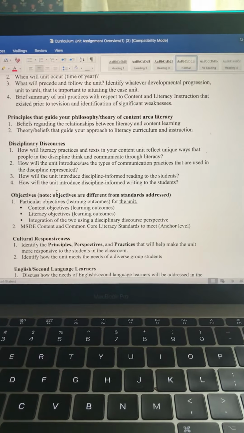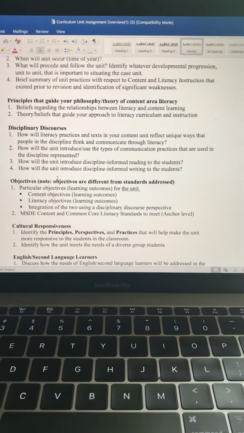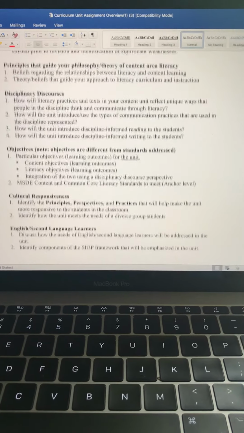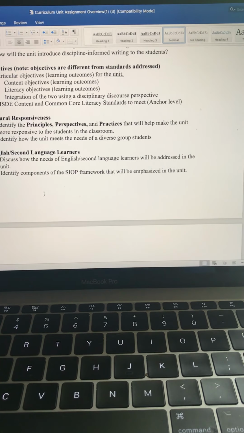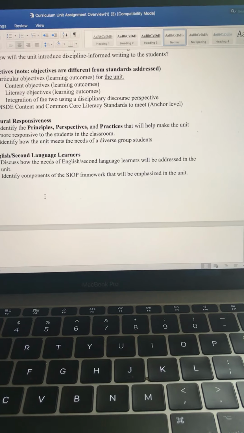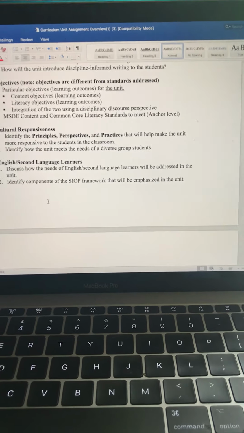You're kind of bouncing back and forth. You're thinking about what you wrote for the case study and now what things are going to be like in this new unit. Discuss how the needs of English language, second language learners will be addressed in the unit. Identify the components of the SIOP framework that will be emphasized in the unit.